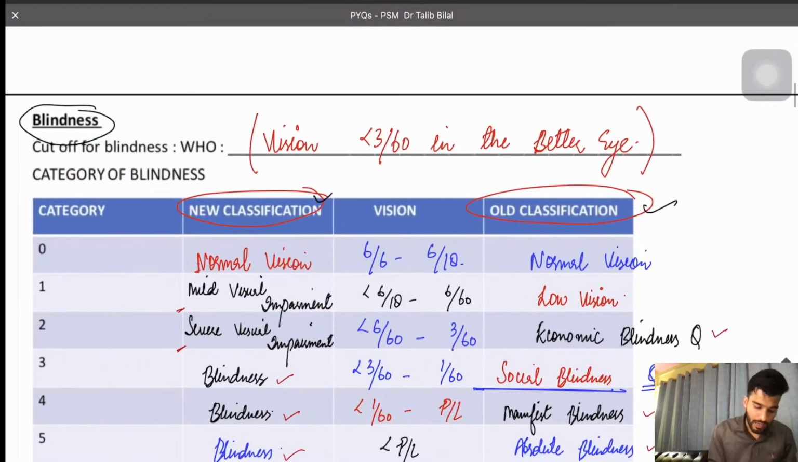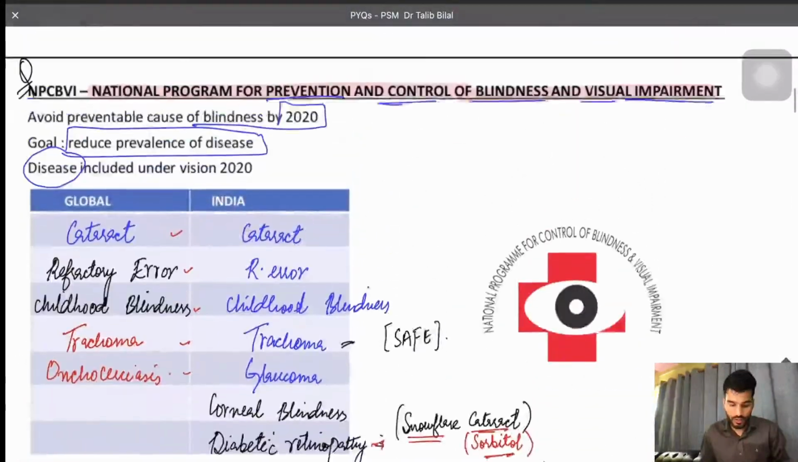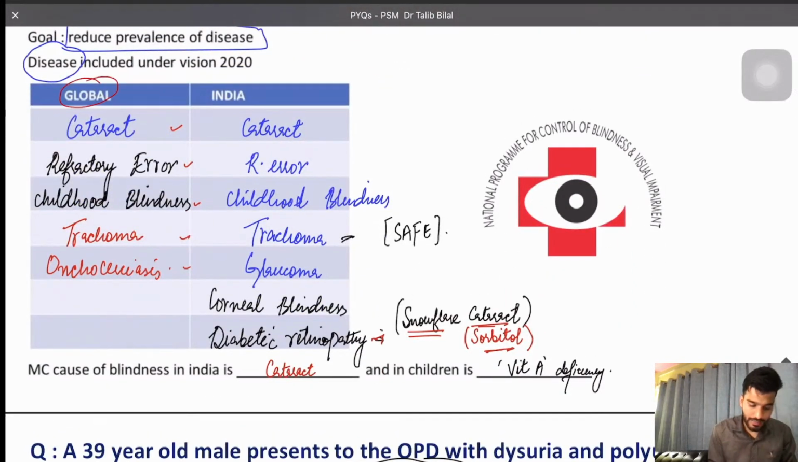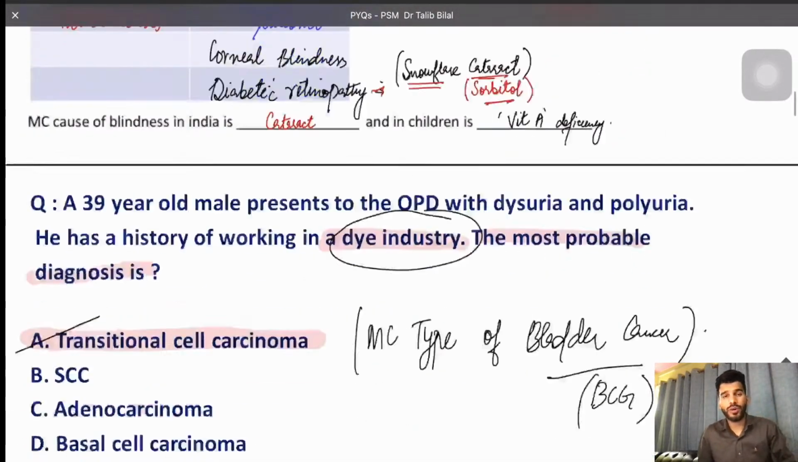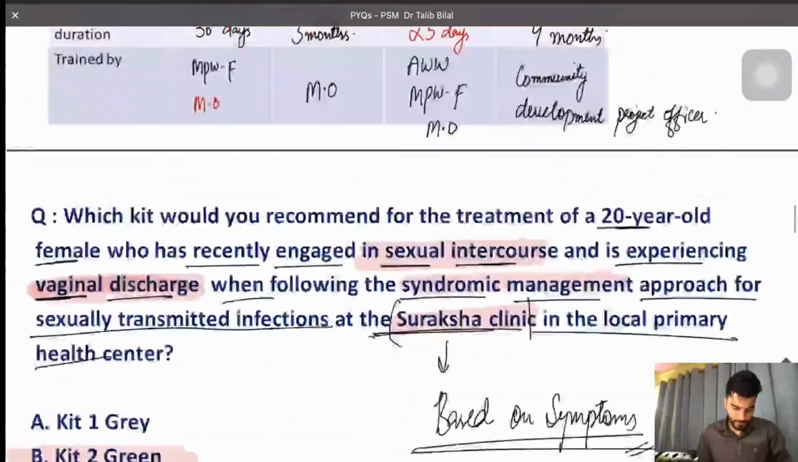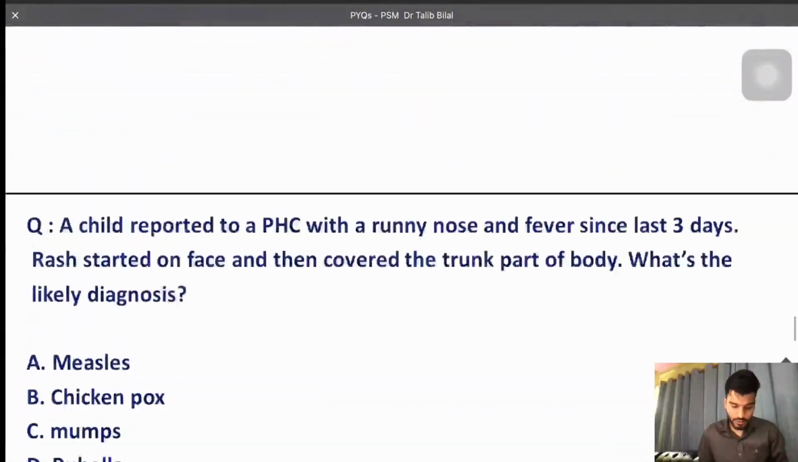So remember that. Again, the question was, what is the WHO definition, guys? Vision less than 3/60 in the better eye, with the best possible correction. Okay, then the global diseases under that, and in India we have already discussed yesterday. Chalo, next question.